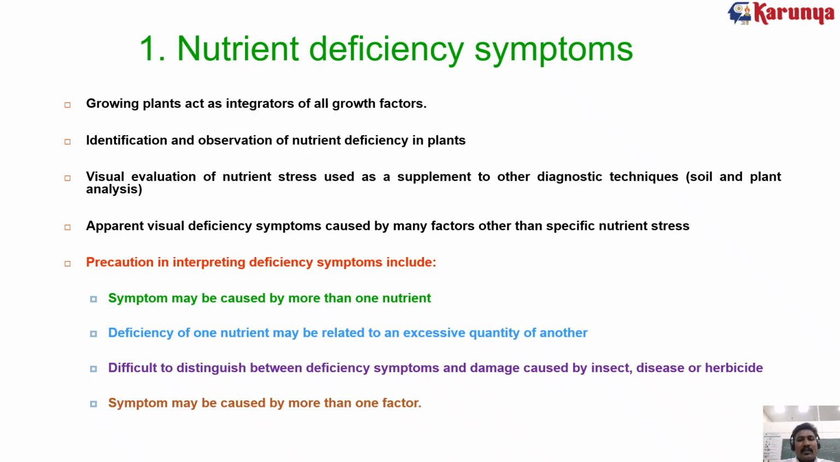The first evaluation method is nutrient deficiency symptoms. All kinds of plants will indicate specific deficiency symptoms. So visually we can identify plant nutrient deficiency symptoms, because the plant will indicate them to us. There are certain indicator plants which indicate the nutrient deficiency very clearly.